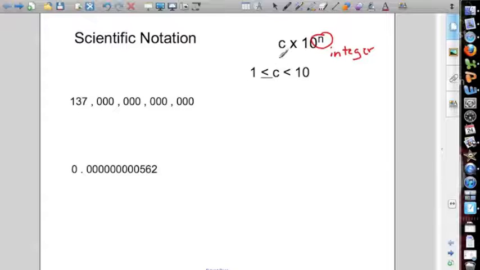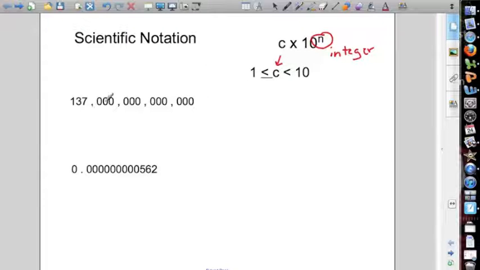The C has a restriction on it as well. This number that you write in the front has to be between 1 and 10. Now, it has to be less than 10, so you're never going to use the number 10. You might use 9.9 or something like that, but you're not going to use the number 10. It could be 1, though. So it could be equal to 1, but not to 10.